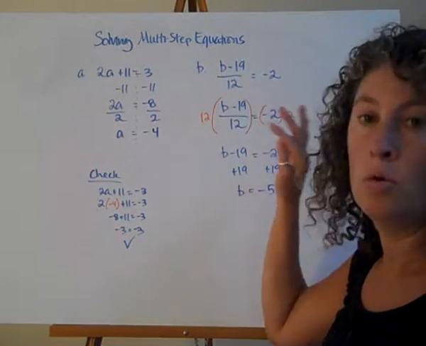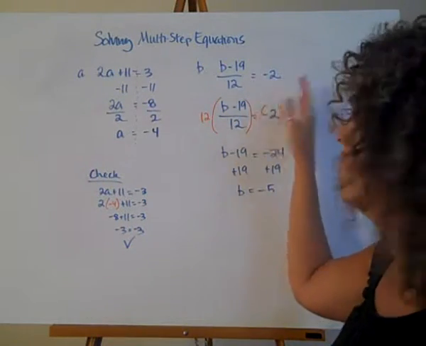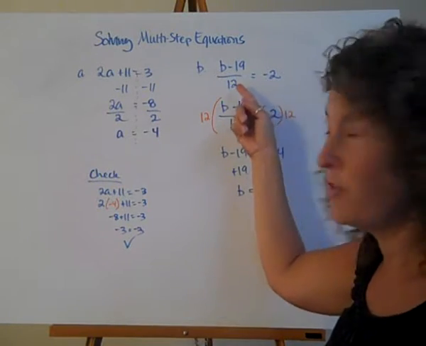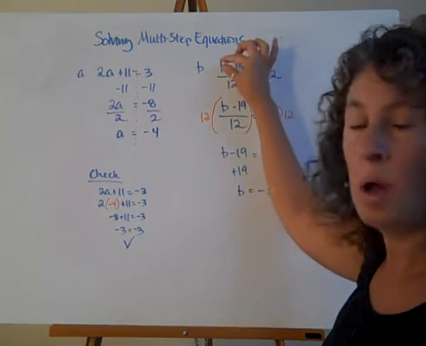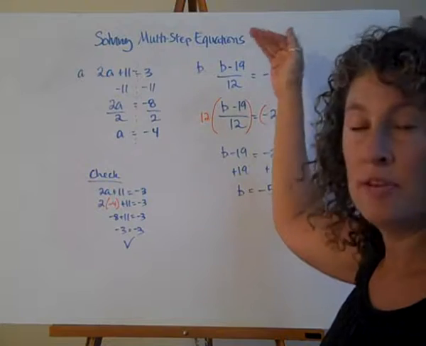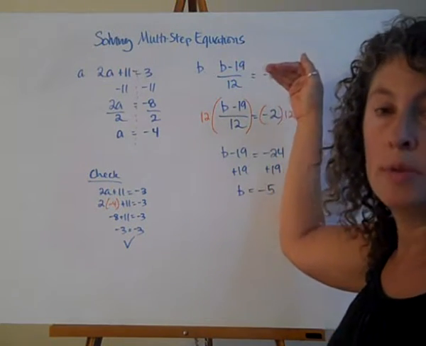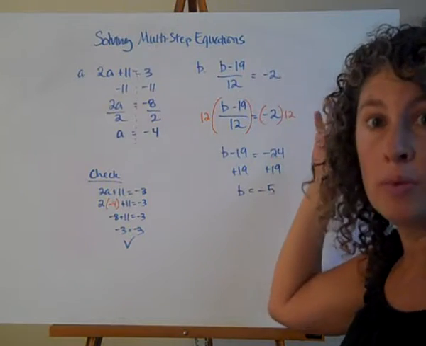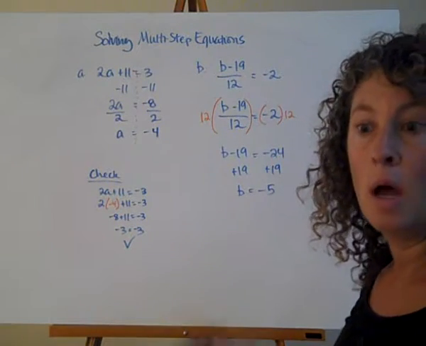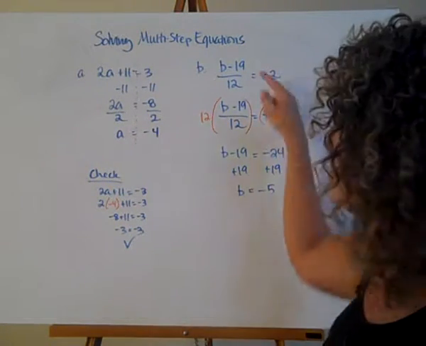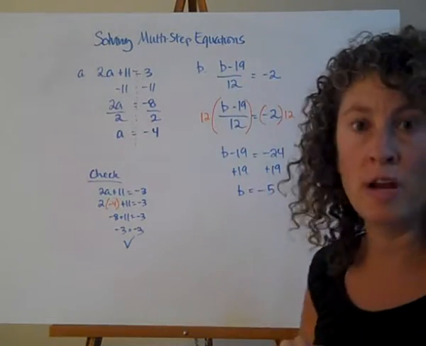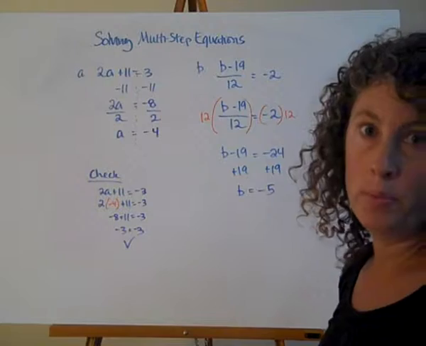b minus 19 over 12 equals negative 2. So I want to get rid of this 12, this dividing by 12 first. We can think about fractions here as if both parts, the numerator and denominator, are in parentheses. So I really have to get things out of the parentheses before I can work with what's inside the parentheses. So I need to split those up. I want to get rid of the dividing by 12. I'm going to multiply by 12.